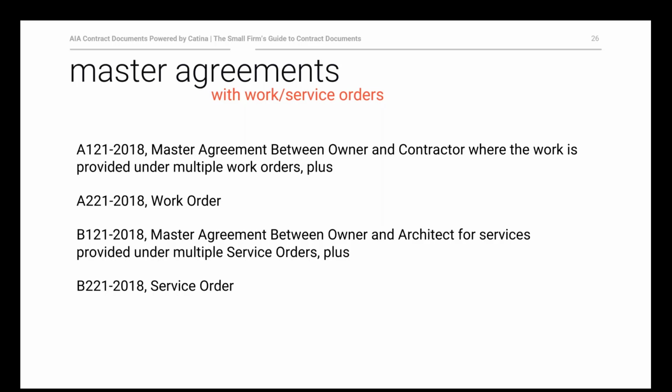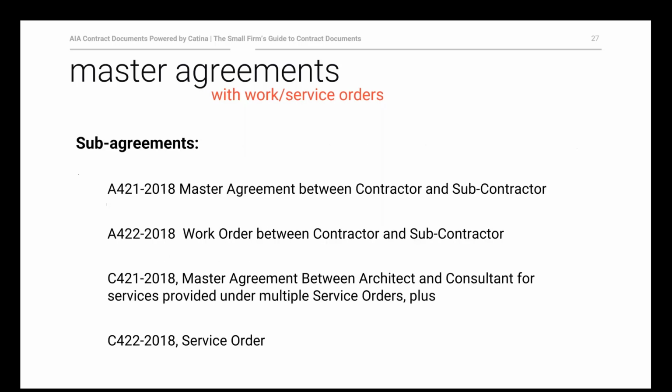So this is a listing of the master agreements that we have. You can see we have a master agreement between an owner and a contractor, and a work order that goes with that. We have a master agreement between an owner and architect for services, and service order that goes with that document.